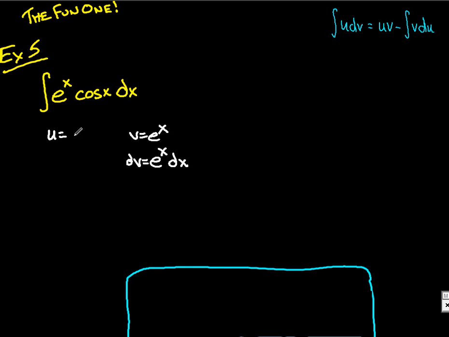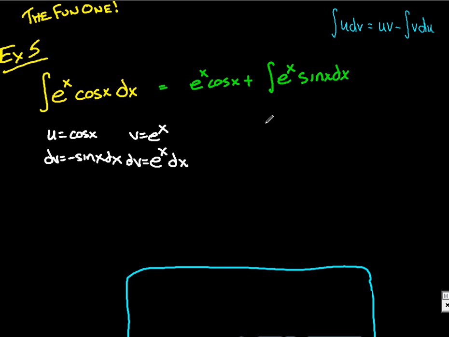U is cosine of x, so du is the derivative of that, which would be negative sine of x dx. If you had flipped that around, actually it would still work in this case. Remember, Lippitt versus Light, either way should work just fine. So when I rewrite this, uv minus the integral of v du. So v is e to the x, du is negative sine of x. So the negative I'm going to bring out front as the plus.